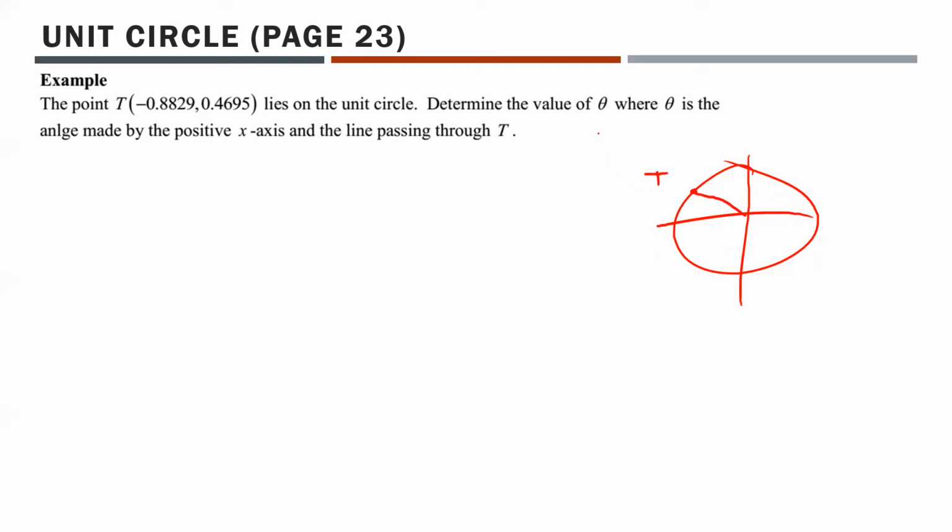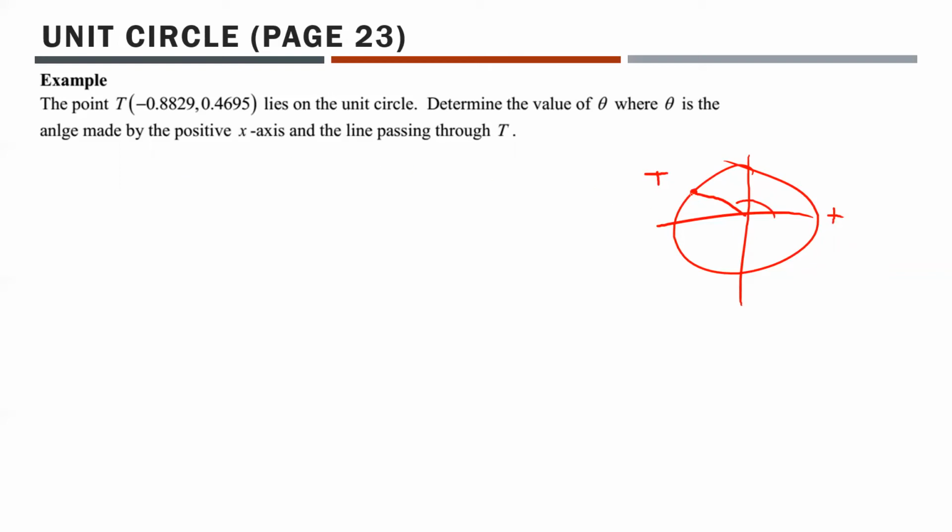We want to find the value of theta, where the value of theta is the angle made by the positive x-axis. Well, that would be this guy over here, and the line passing through T. So in other words, just the normal principal angle. Okay. Bottom line is here, there's a couple different ways of doing this. Personally, I would just use inverse trig on this one, right?